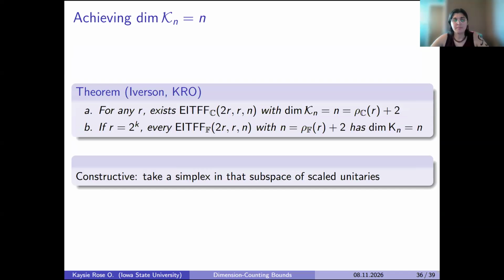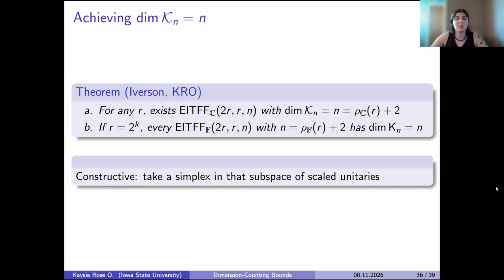And we get this theorem. For any R, there is a complex eITFF where the ambient dimension is twice the size of the subspace, with dim Kn equals n. And that n depends on that R. If R is 2 to the k, every eITFF, C or R, that has this n has the dim Kn equals n property. It has to be maximal if you have this n in this case.